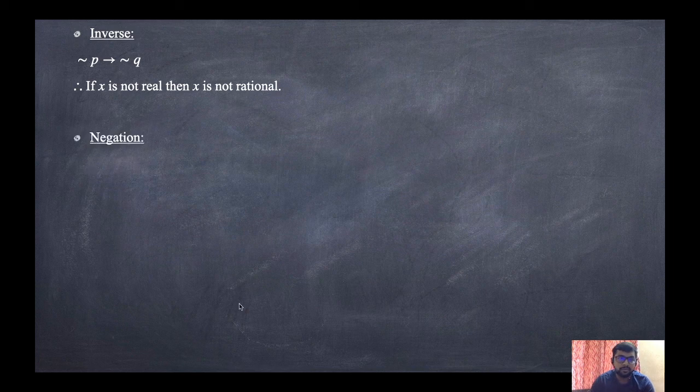Negation form. See, P implies Q's negation, that is, negation of P implies Q. And we are using one property that we will discuss in later sessions. The property is like this: P implies Q, with the logically equivalent symbol, and we will discuss it in the next session too. So not of P implies Q is logically equivalent to not P or Q. Okay. So therefore X is not real or X is rational.